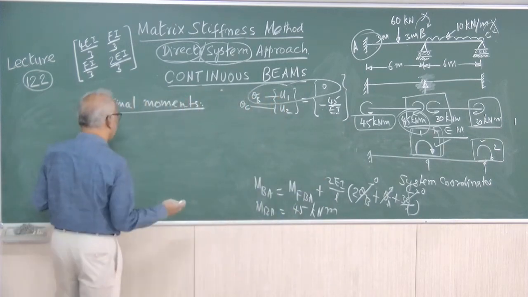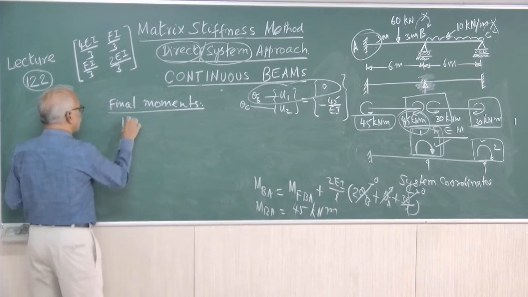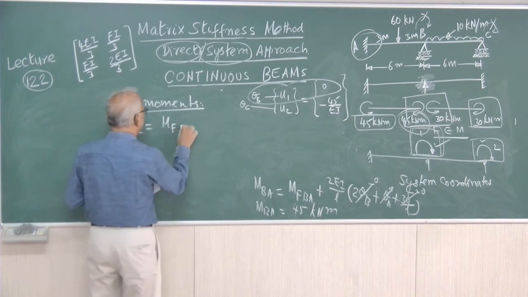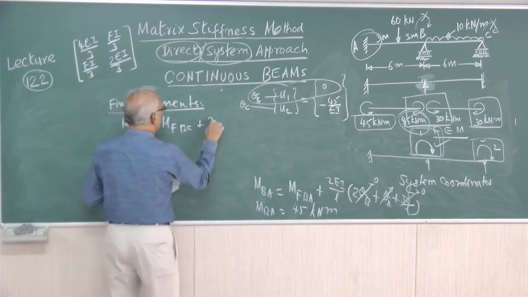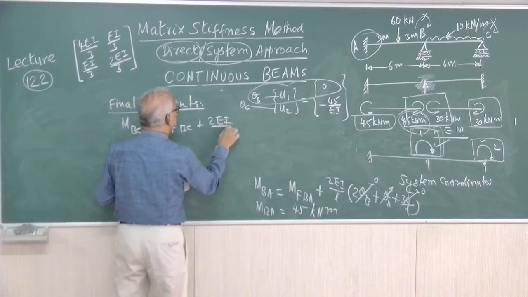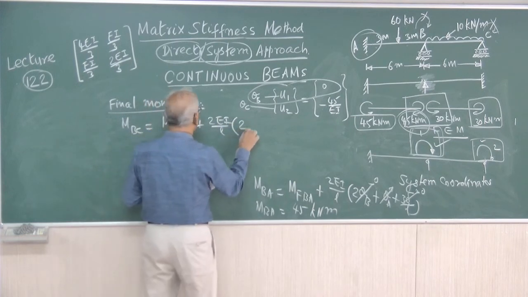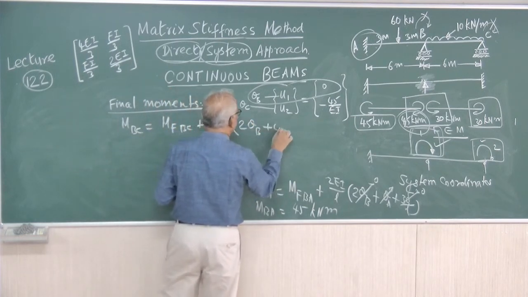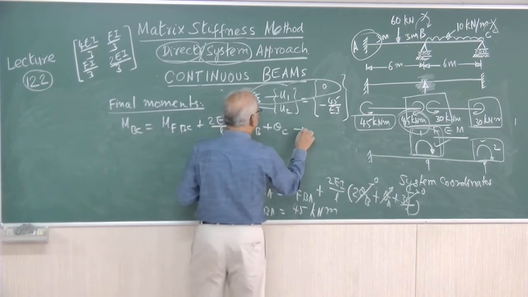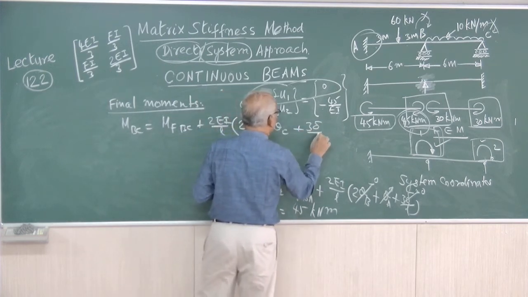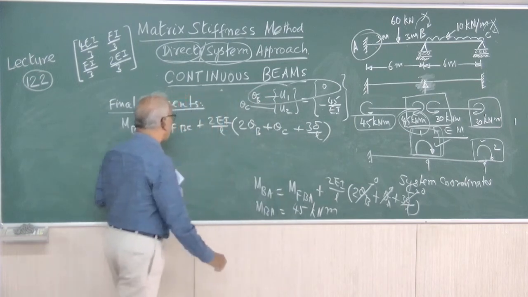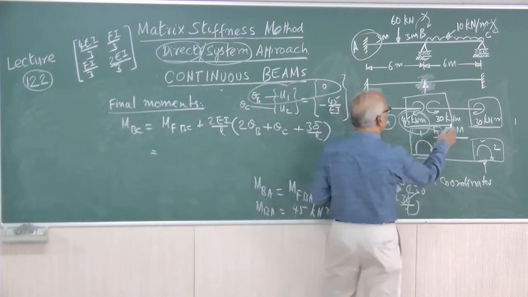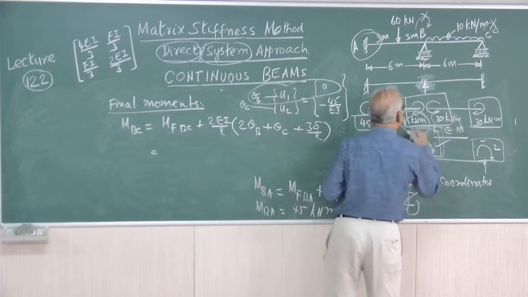I will discuss one more case. MBC equal to M of BC plus 2EI by L into 2 theta B plus theta C plus 3 delta by L equal to M of BC, which is minus 30, equal to minus 30.